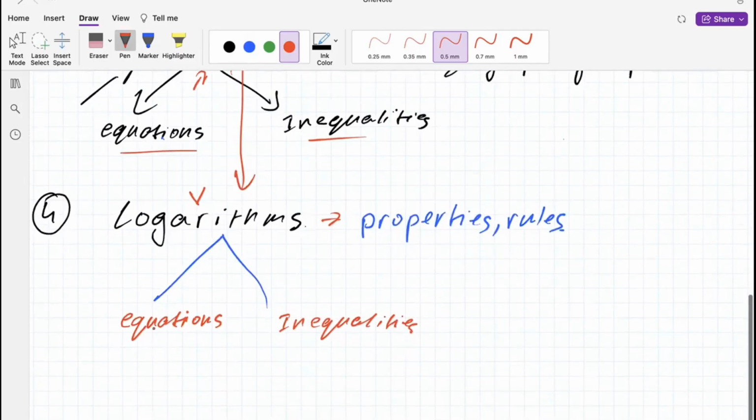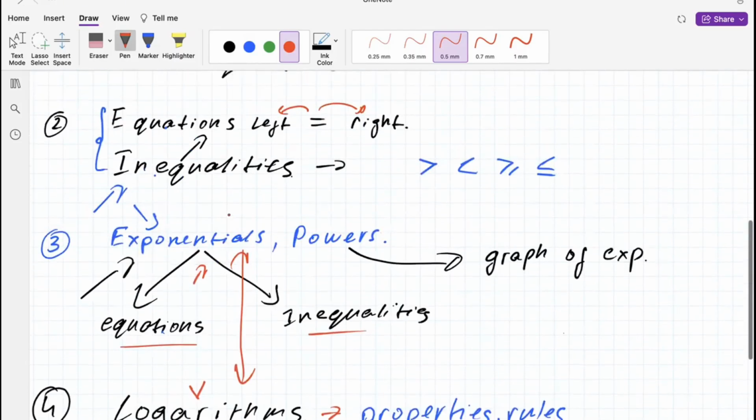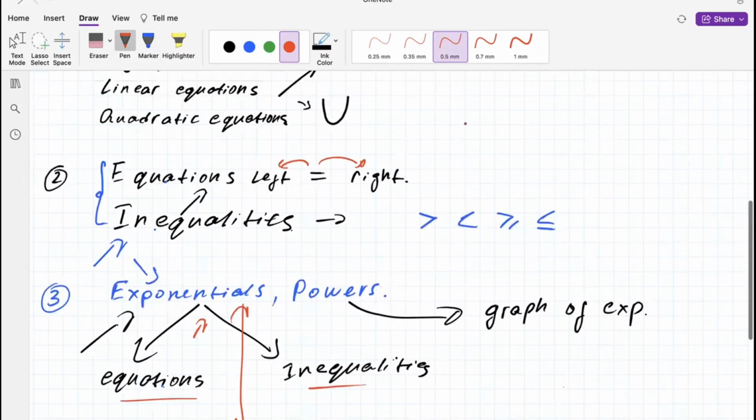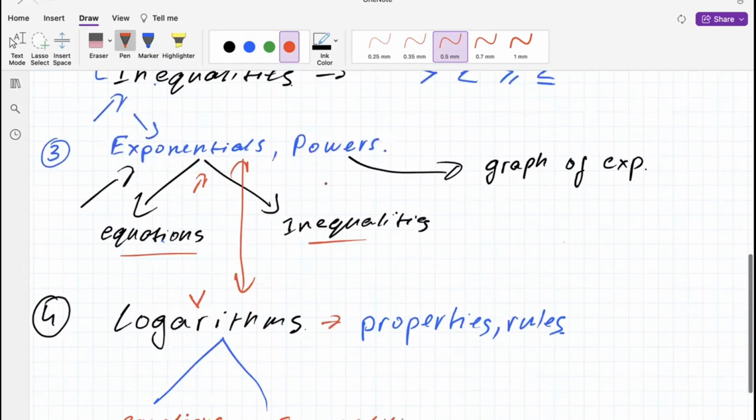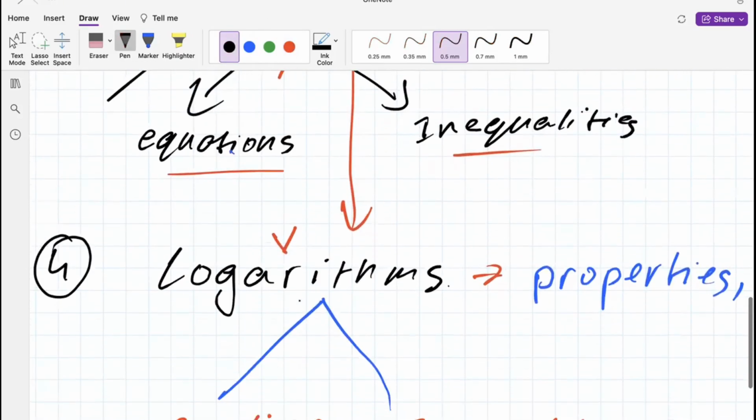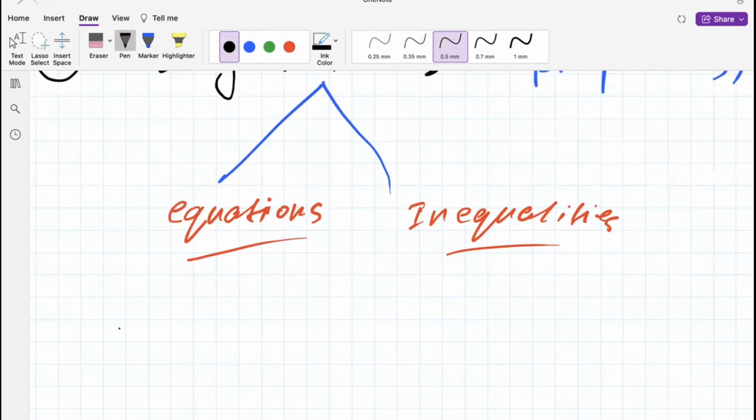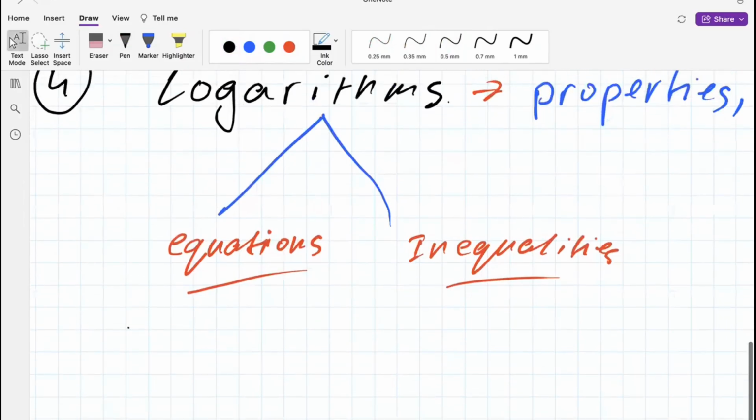So you see how equations and inequalities are really important to link those topics. That's why, of course, we are studying them before exponentials and before logarithms. Okay, the next level, it's not a full level, but let's say it's the level that lies between the fourth and fifth level.